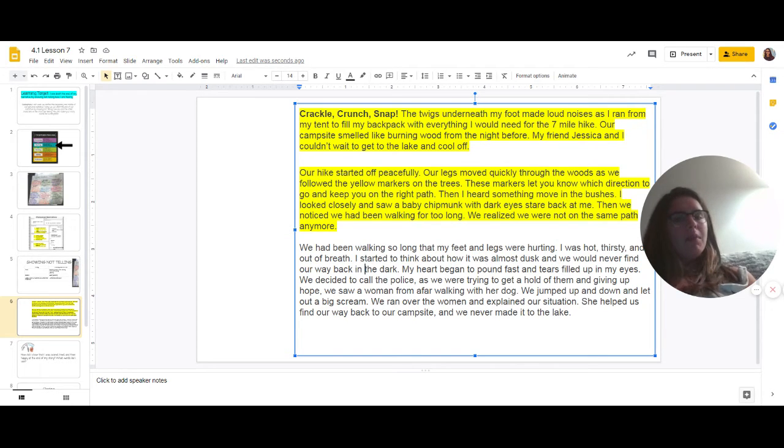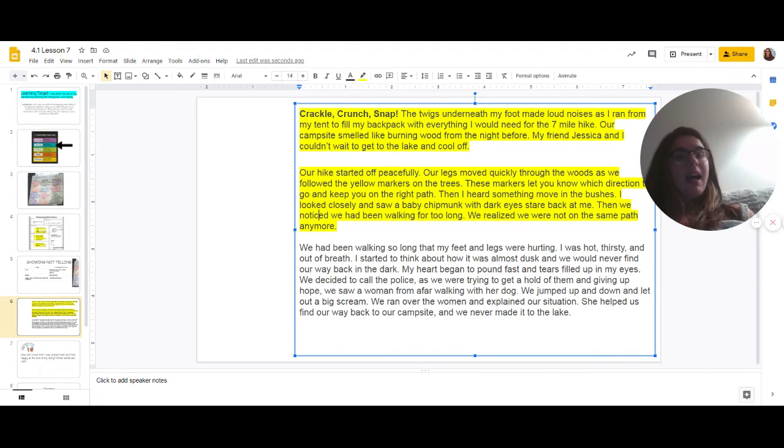Then we noticed we had been walking for too long. We realized we were not on the same path anymore. We had been walking so long that my feet and legs were hurting. I was hot, thirsty, and out of breath. I started to think about how it was almost dusk and we would never find our way back in the dark. My heart began to pound fast and tears filled up in my eyes.